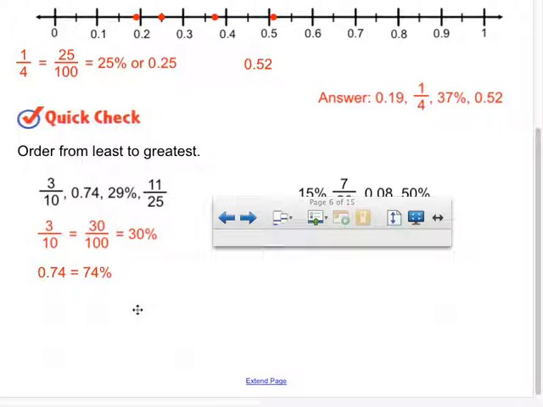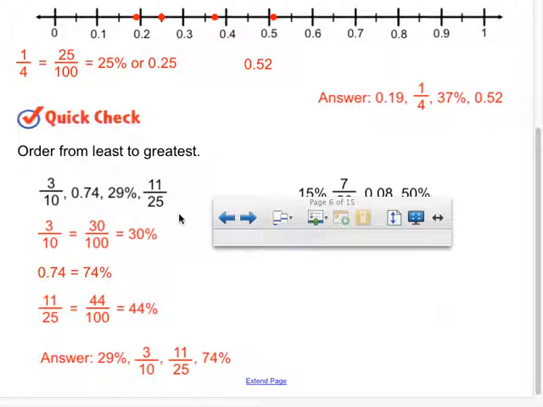That one was easy to make as a percent, or I could have kept it as a decimal. 11/25, what was that as a decimal? 44 hundredths. I made it a percent, but you could have made it a decimal and then compared all the decimals. And then the last one, well, that was already a decimal. I made it a percent again. So now that I have all these in percents, it's pretty easy to compare them, right? 29, and then this one was the next one, which was 3/10. And then we had 11/25, which is 44 or 44 hundredths. That was next. And then the largest one was 74%.